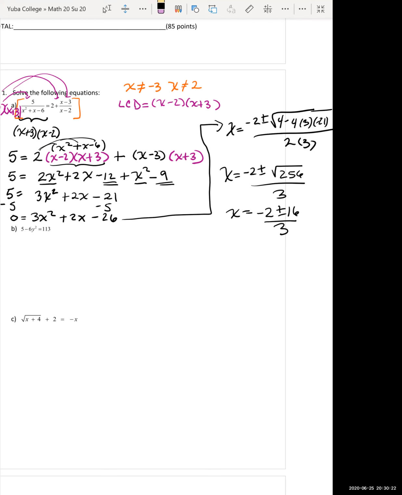So we have negative 2 minus 16, that's negative 18 over 3. And we have negative 2 plus 16, which is 14 over 3.